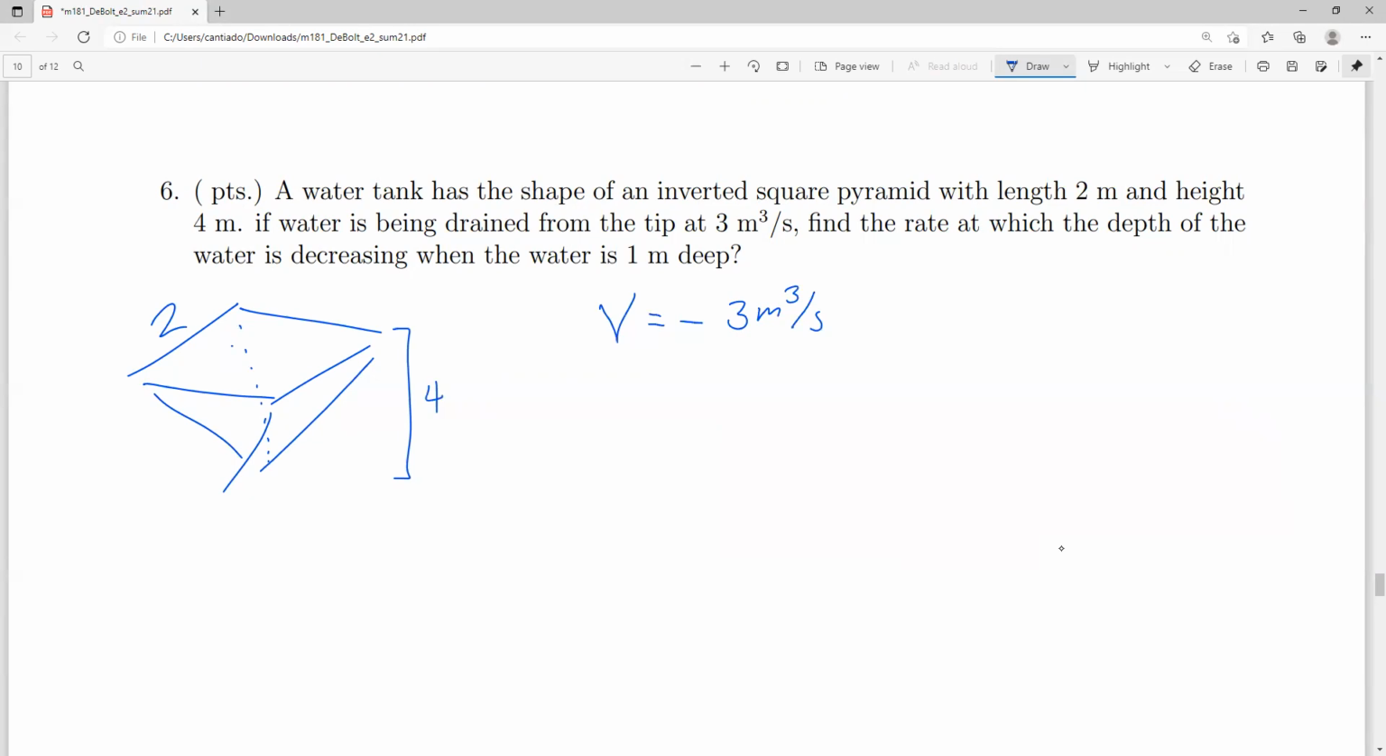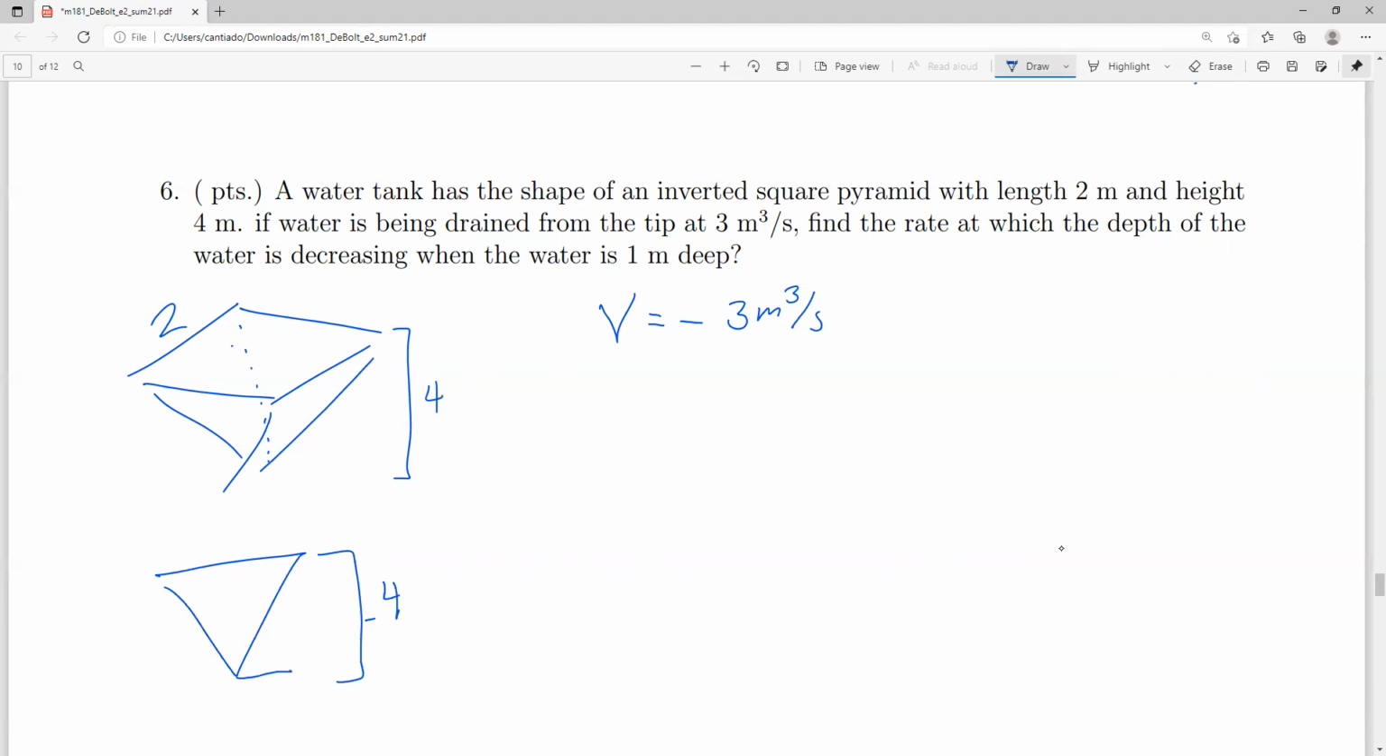So our initial height, okay, let me think about this for a second. If we look at it from the side view, the overall height is 4, but what they're saying is we're trying to find the change in height as we measure from the top. So this will be h, and it's decreasing, right? Find the rate at which the depth of water is decreasing. Oh, it's decreasing. So rather than, got it, never mind. So they're measuring height from the bottom.